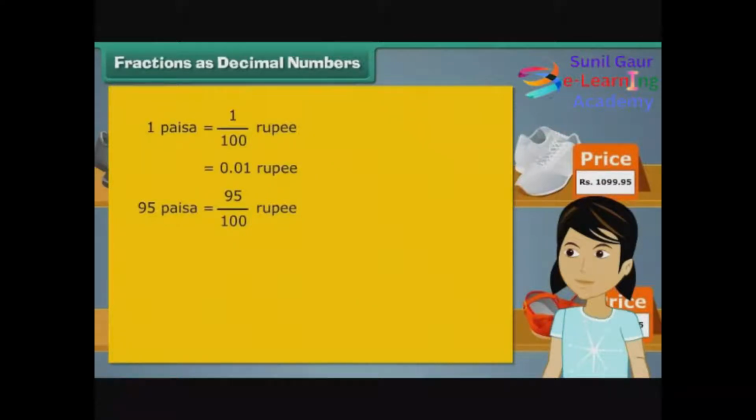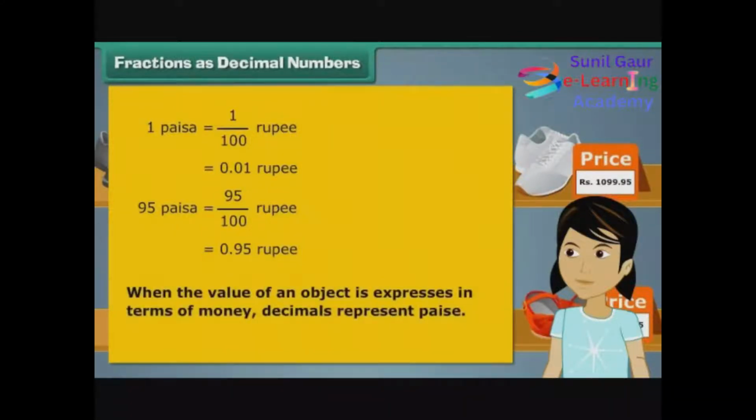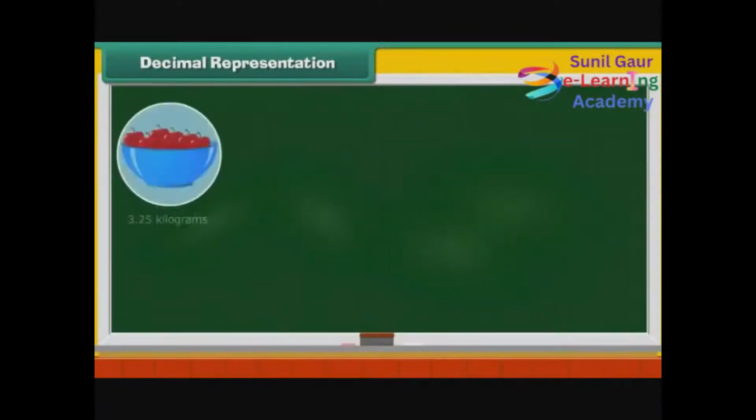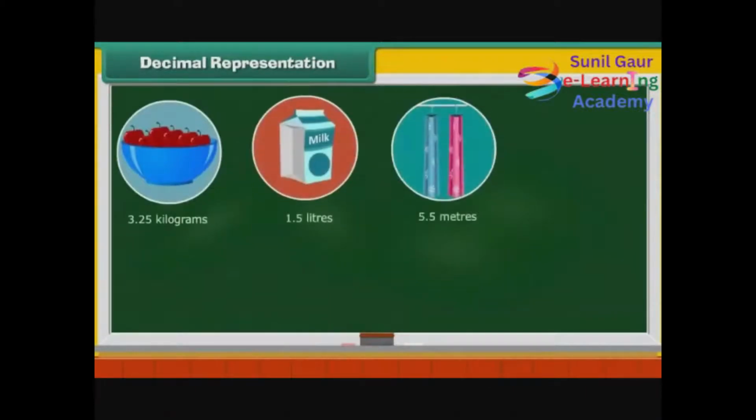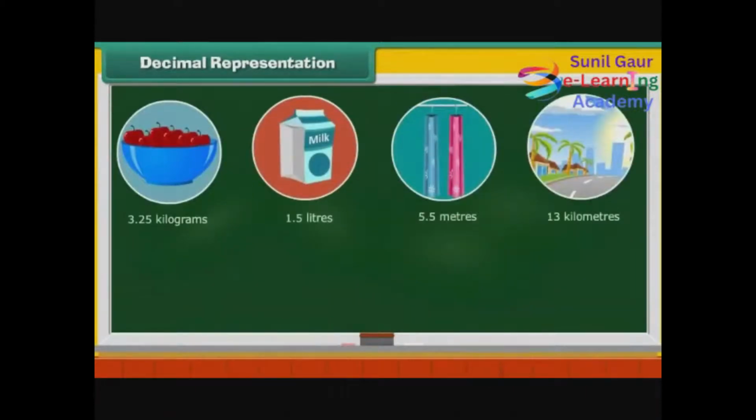We can express 95 paise as 0.95 rupee. Therefore, the decimals in the footwear prices stood for paise. When the value of an object is expressed in terms of money, the decimal represents paise. Decimal representation. In real life, we use decimals extensively to express quantities and lengths.